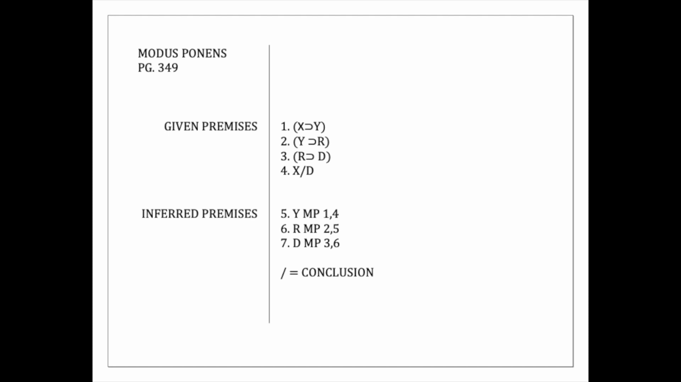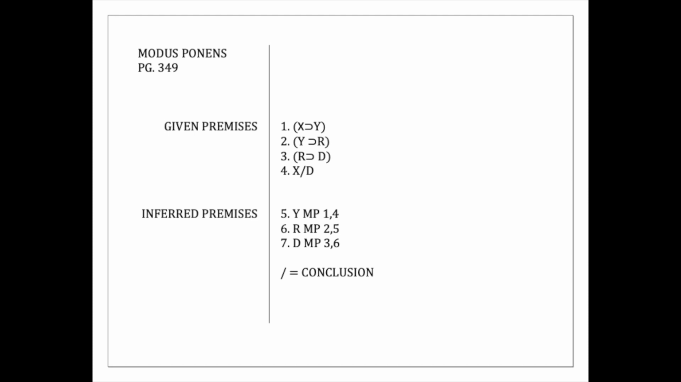argument. The first premise, if X then Y. The second premise, if Y then R. The third premise, if R then D. The fourth premise, X. And then you have that slanted slash, and after the slanted slash is a D. The slanted slash indicates the conclusion. So the conclusion of this example argument is D, and the final premise is premise 4, X.